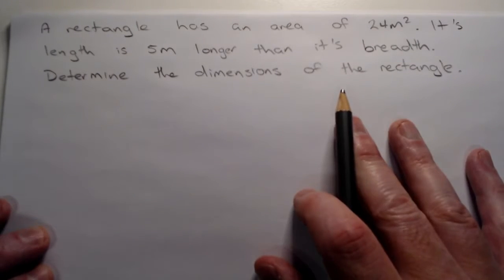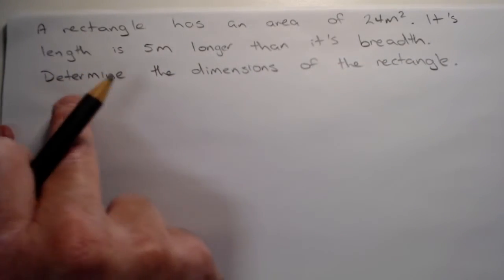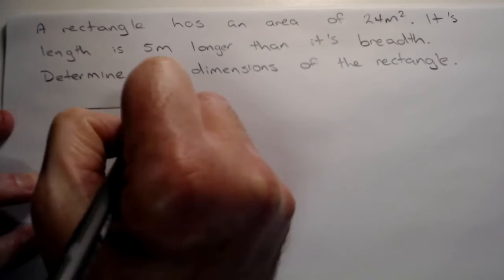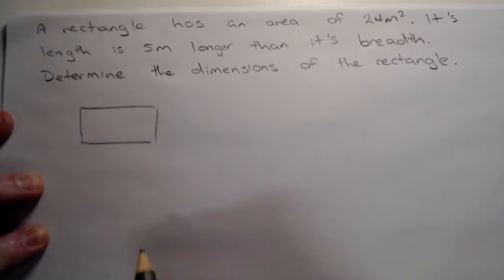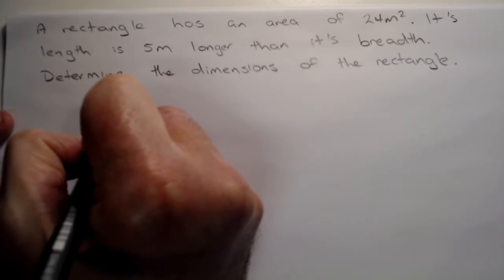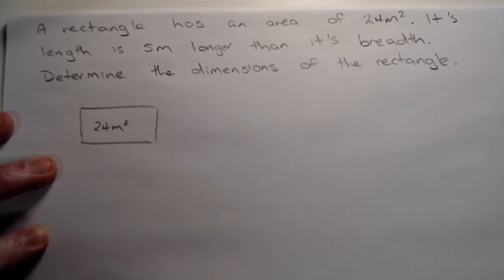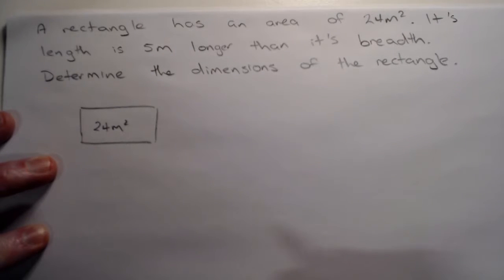So in order to do this, the first thing I'm going to do is draw a diagram to help me picture this problem. Okay, so here I've got my rectangle. We're told that the area of this rectangle is 24 meters squared, so I'm going to put a little note in the middle that it's 24 meters squared. Now we need to find the dimensions of this rectangle.